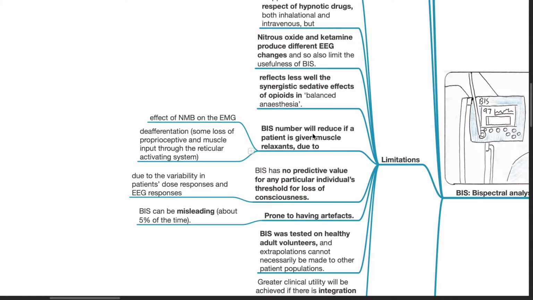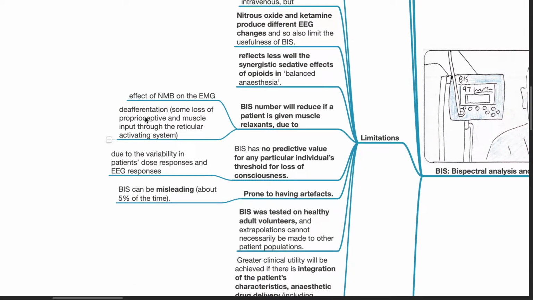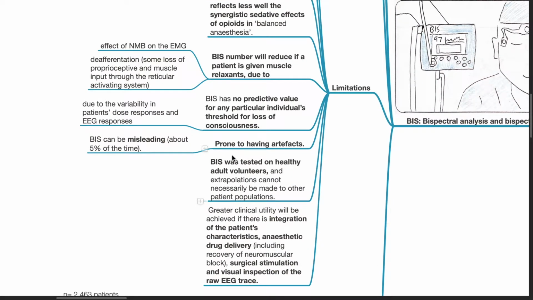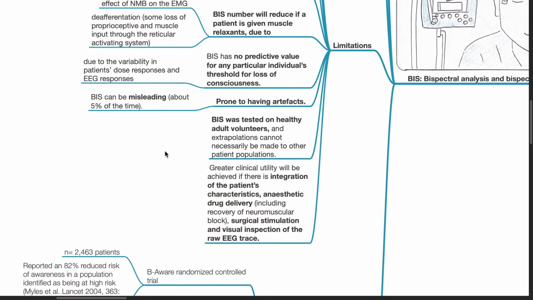The BIS number will reduce if a patient is given muscle relaxants, due to the effect of neuromuscular blockers on the EMG and deafferentation, which means some loss of proprioceptive and muscle input through the reticular activating system. BIS has no predictive value for any particular individual's threshold for loss of consciousness due to the variability in patients' dose responses and EEG responses. BIS is prone to artifacts and can be misleading about 5% of the time.